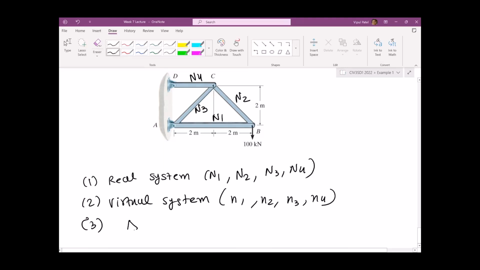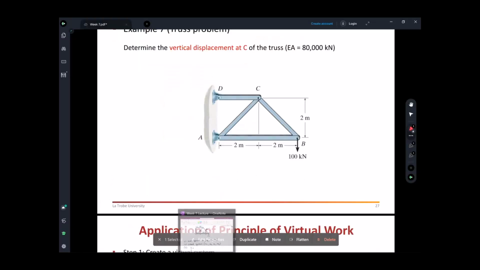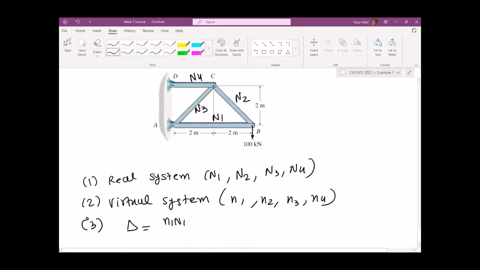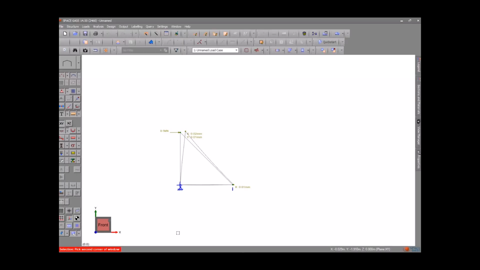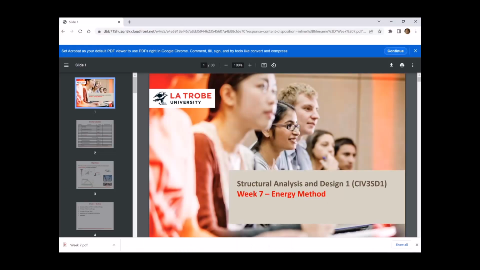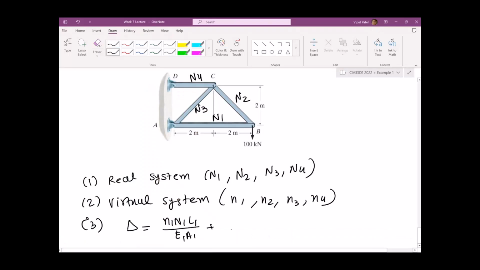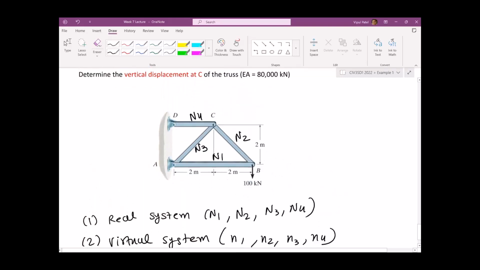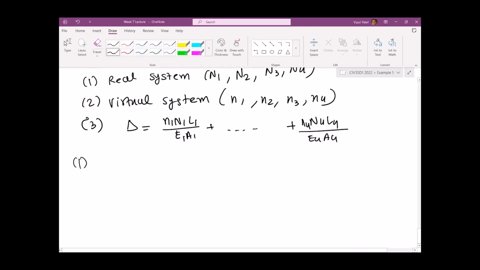And then third, we're going to find displacements using small n1, capital N1, L1 over E1 A1 plus ... N4 L4 over E4 A4. Right, we substitute that value. So that's the deflection at point C. So let's do the real system first, and find N1, N2, N3, and N4.